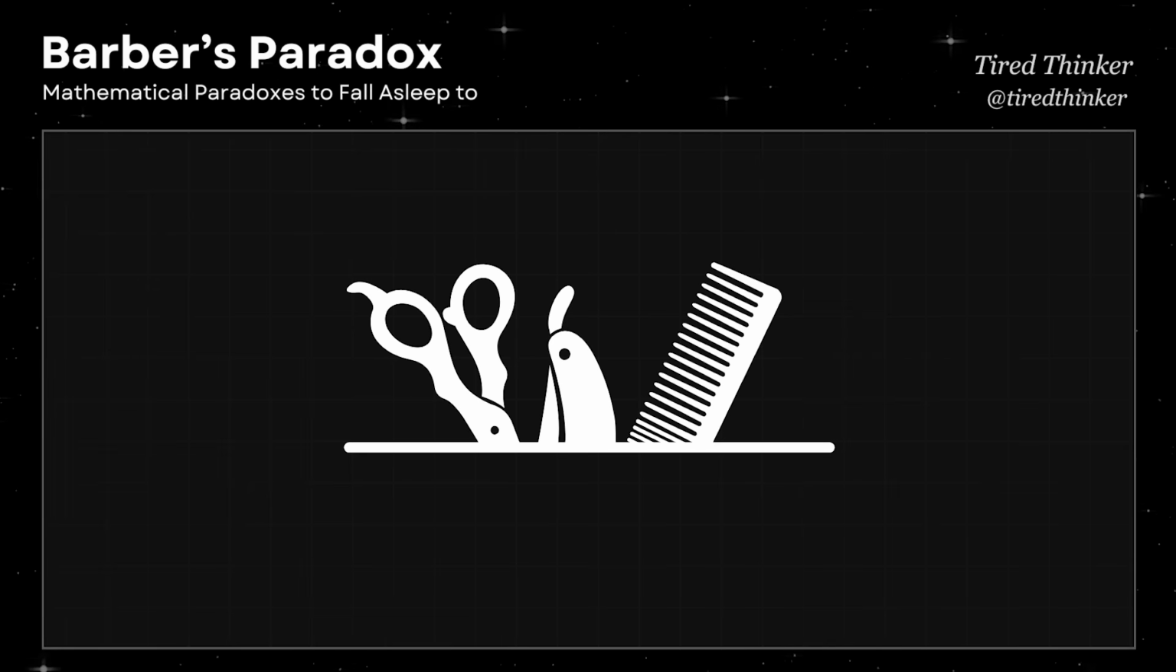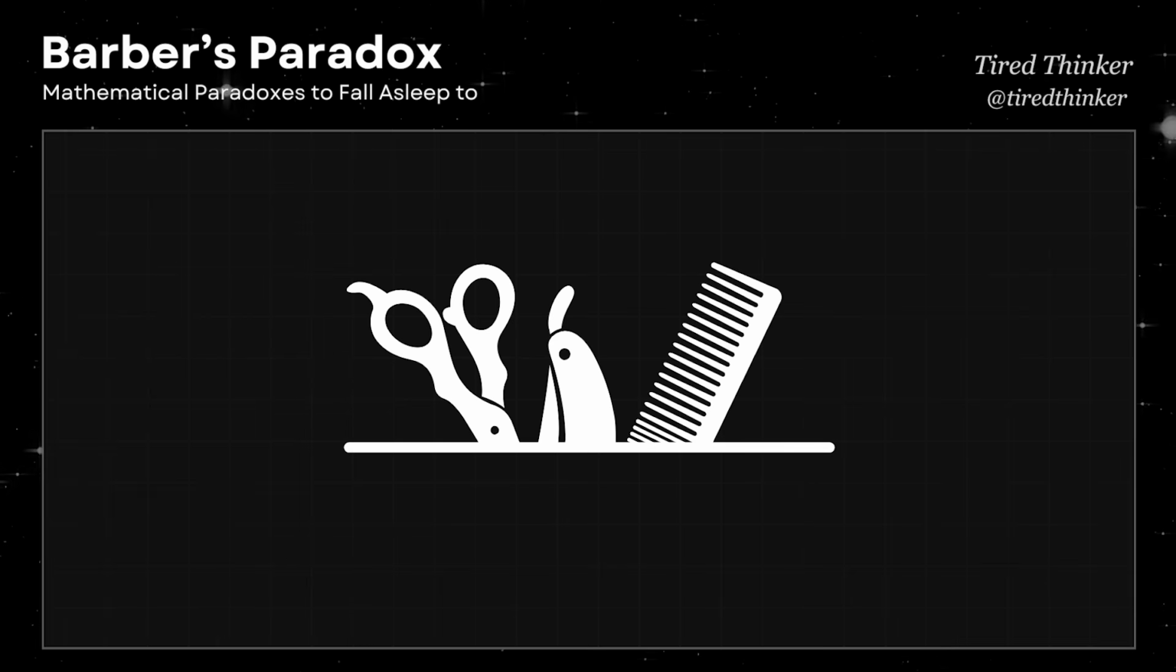If the barber shaves himself, then according to the rule, he should not. He only shaves those who do not shave themselves. But if he does not shave himself, then he must, because the rule says he shaves everyone who does not shave themselves. No matter which way you look at it, there is a contradiction. This is the heart of the paradox. It creates a situation that cannot logically exist.